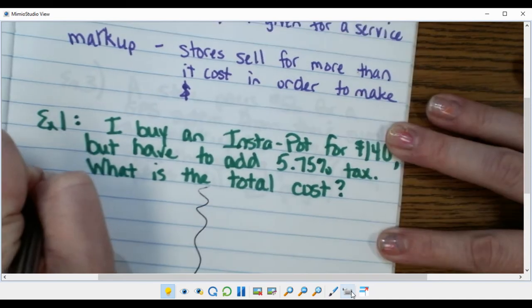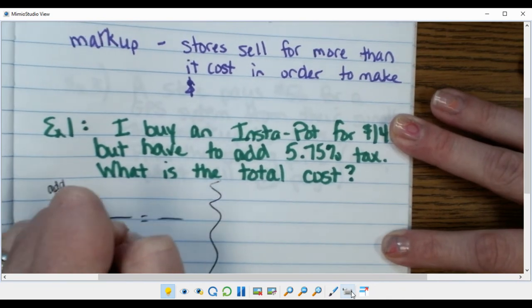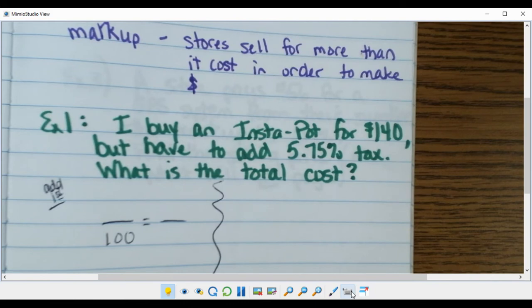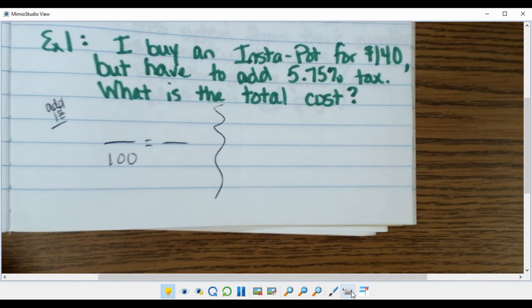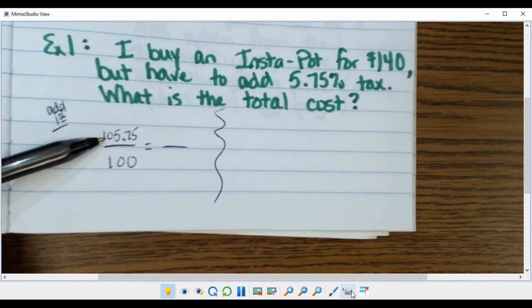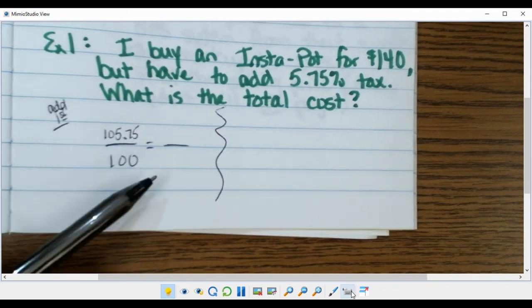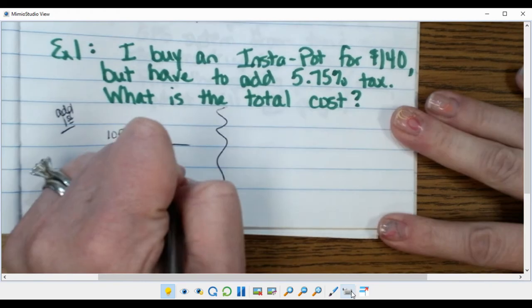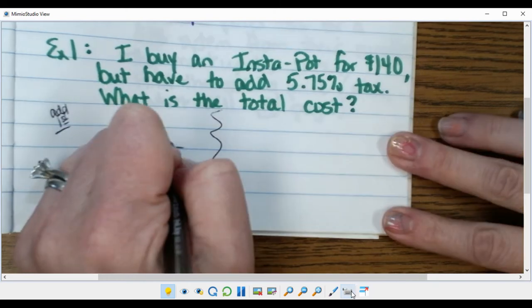Okay, so let's do the add first. Set up my proportion, 100 on the bottom. Now, if I pay full price, I'm not getting a discount, I'm paying the full $140. That's 100%. I'm then going to add on the extra 5.75%. So on top here is my 105.75, the 100% for the cost of the item plus the tax. On the bottom is going to be the price that's on the sticker. This is going to be the $140. Up here is the thing I don't know.